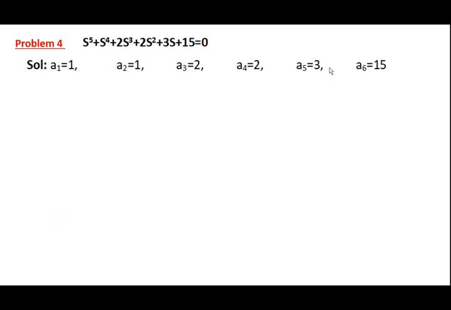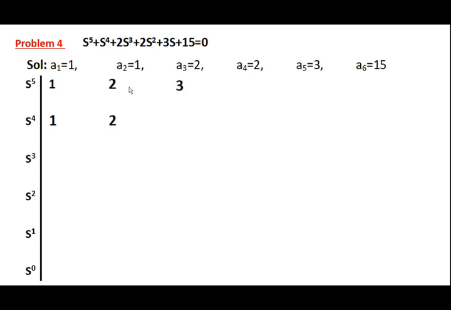So you need to construct a Routh array for this. Starting from s^5 to s^0, make a column and start arranging these coefficients a1, a2, a3, a4, a5, a6. So you have completed the coefficients of the characteristic equation in the first two rows of the Routh array. Next, you need to find out the elements of the next row, that is the s^3 row.